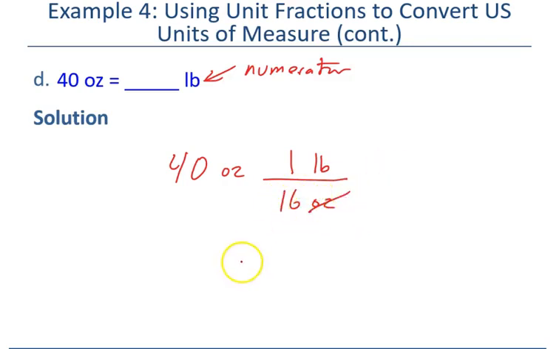Once again, notice this cancels, that cancels, then I can do 40 times 1, and that's going to give me 40 divided by 16. Now I can come in here and go ahead and use my calculator, do 40 divided by 16, and I'm going to get 2.5.